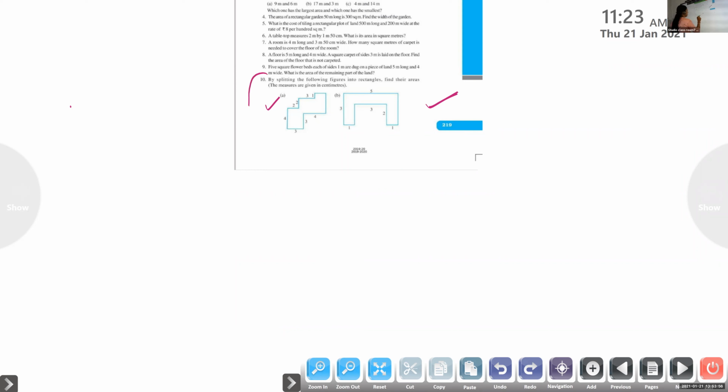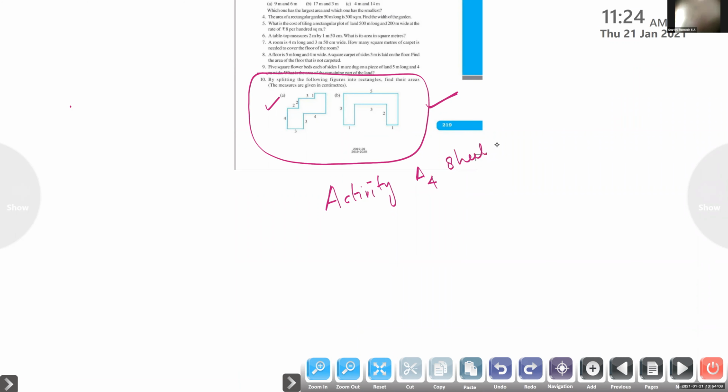This 10th question fully. Okay, ma'am. This is your activity. Do it in an A4 sheet. Ma'am, when should we submit? Next week only. I'll tell the date, after the class test. Okay, ma'am. Activity in A4 sheet, okay? You understood the idea? Yes, ma'am. Splitting that whole figure into different rectangles, you can find the area separately. Clear?